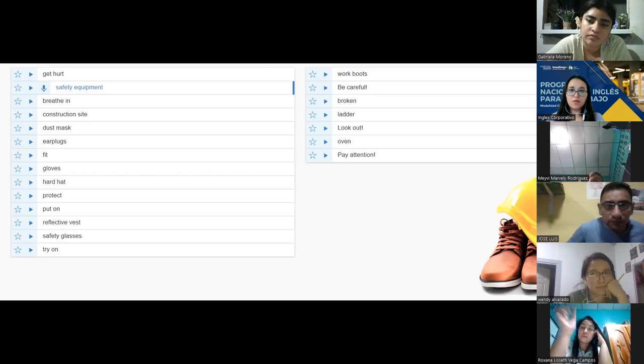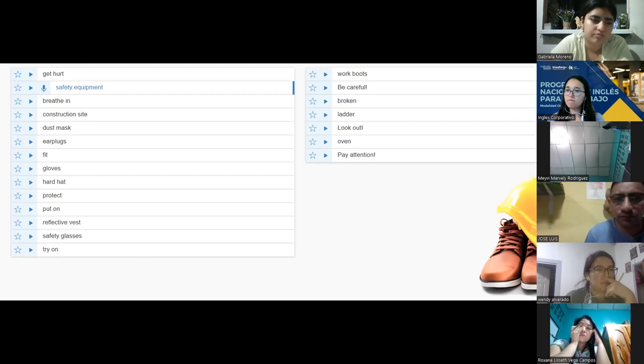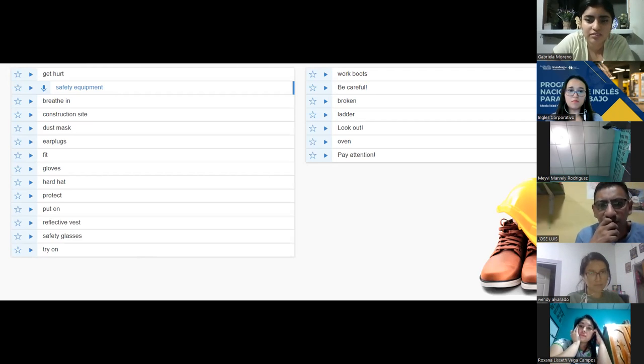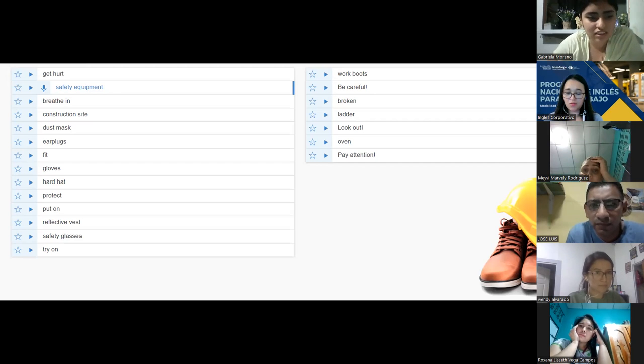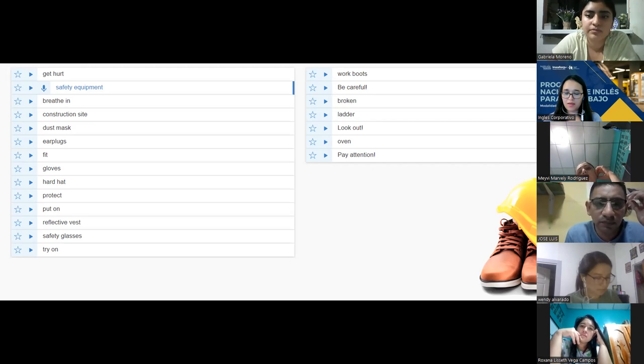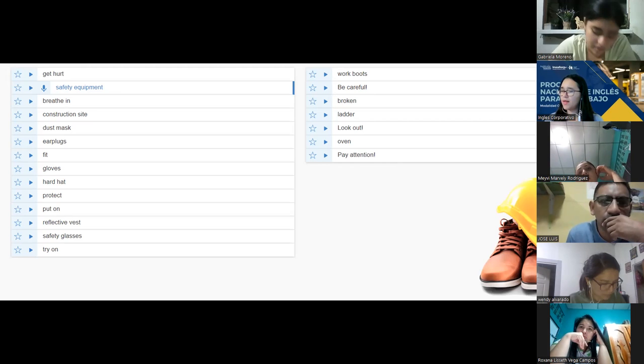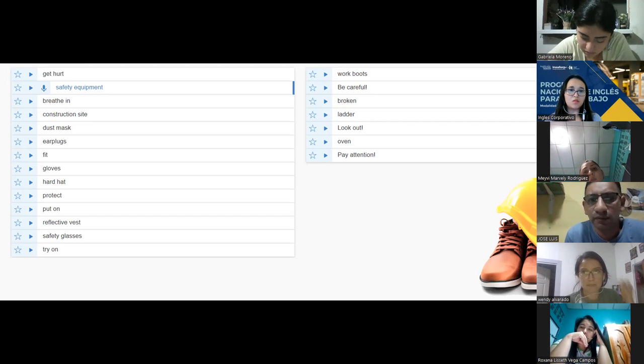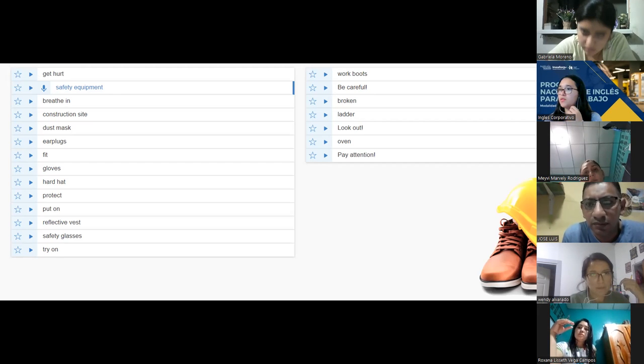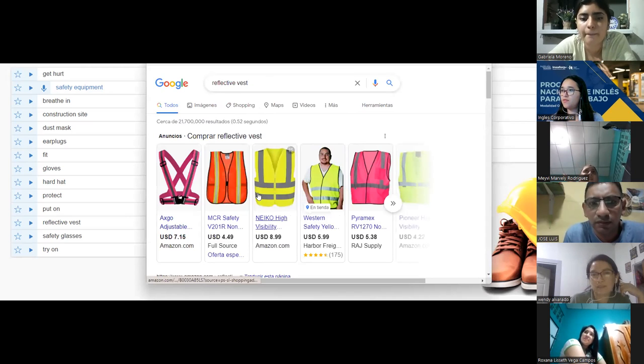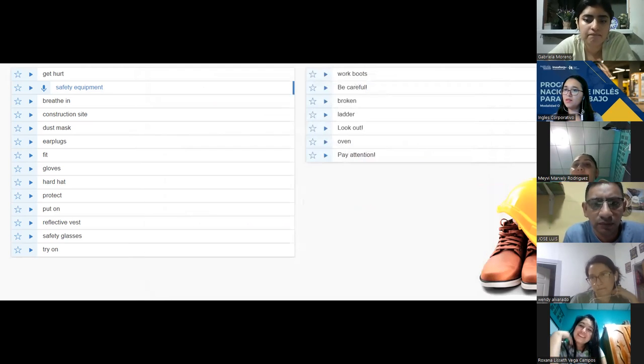Okay, so any other guys, any other word? Reflective vest. Repeat. Reflective vest. Oh, yes, yes. Reflective vest. It is like, I said, I forgot it. Let me just check. It is like chaleco reflector. Creo que son como los amarillos or something like that. I'm not quite sure, but I have the idea that that is. Let me just show you a picture. Si puedo encontrar una imagen. Oh, yes, right. Okay. Let me just show you. Okay. Can you see? These are the reflective vests, right? There you have, right? Okay, any other?